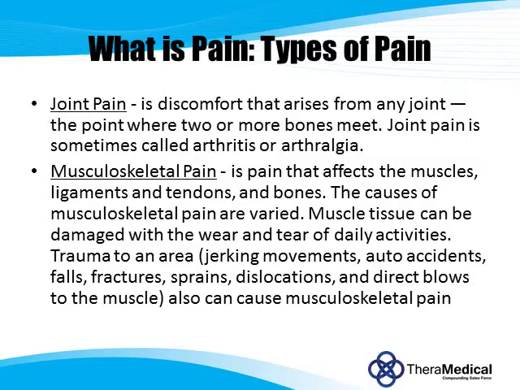Joint pain would be a type of musculoskeletal pain, but musculoskeletal pain would also involve muscle tissue, which can be damaged with the wear and tear of daily activities. It can also include trauma to any area, such as a jerking movement, auto accident, fracture, fall, sprain, dislocation, or direct blows to the muscle. And all of these can cause musculoskeletal pain.